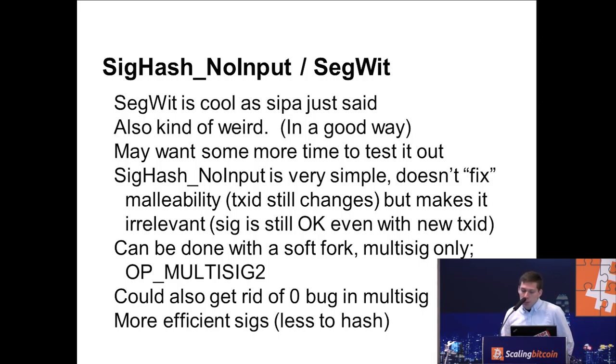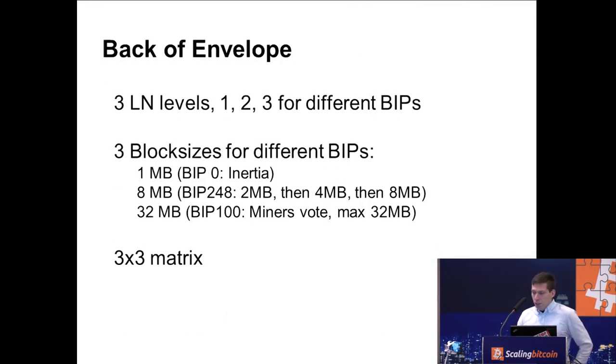But segregated witness would also allow this Lightning level 3 channel. And then I'll do some back of the envelope calculations for how many people can use this, given the 3 different levels based on BIPs, and 3 different block sizes that I'm just going to throw out. We could have 1 megabyte, which is sort of BIP zero, just inertia, go with what we have now. You could have maybe 8 megabytes, which is BIP 248, I guess, I don't think that's the actual title, but the idea is do 2 megabytes, then maybe later 4, then maybe later 8, and we'll meet again in 10 years in Hong Kong and see what we do after that.